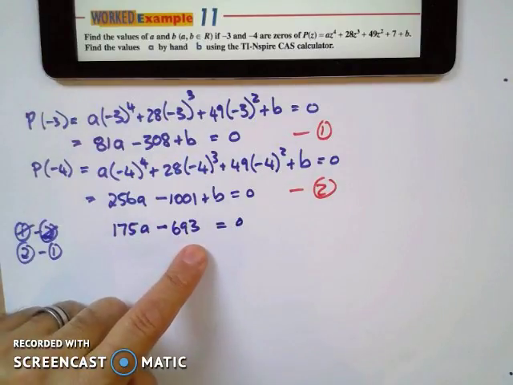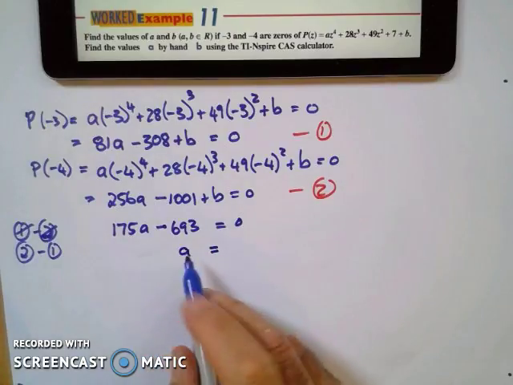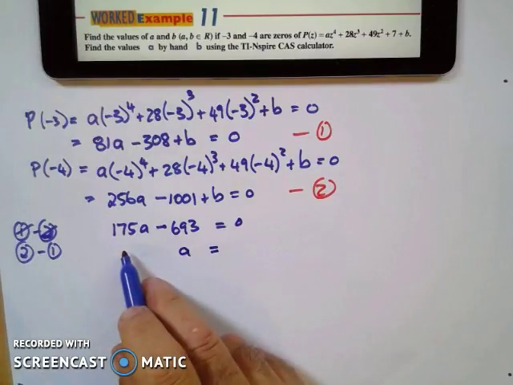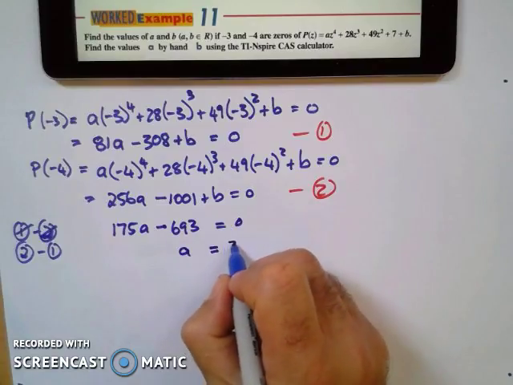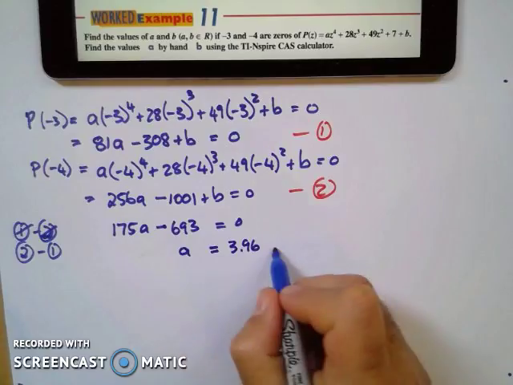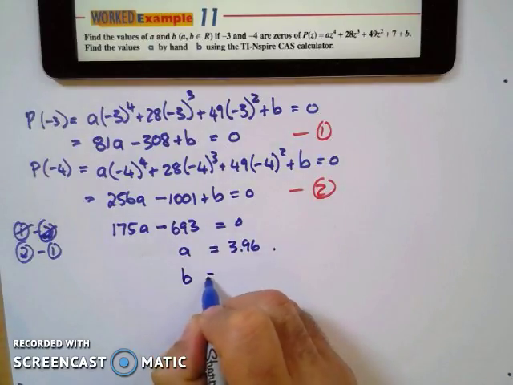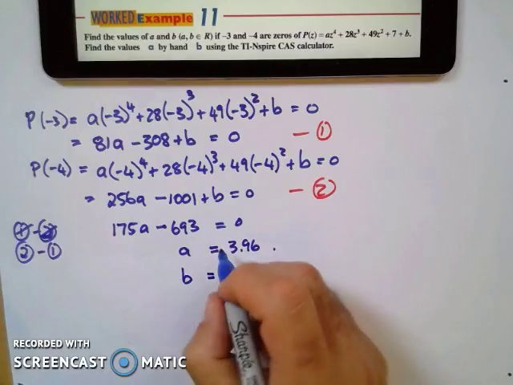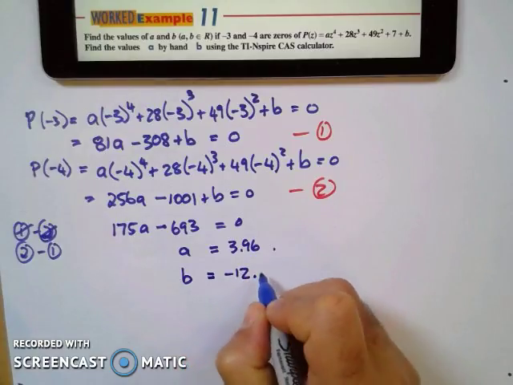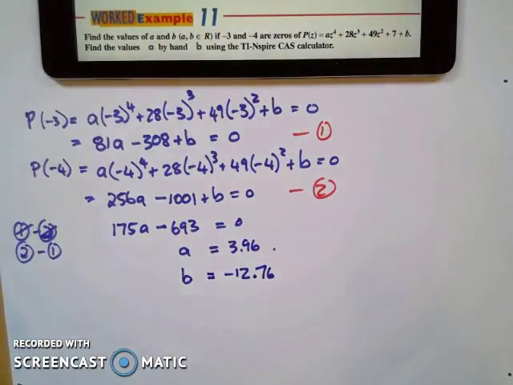I got rid of my one unknown, and therefore A equals plus 693 divided by 175, and that gives us 3.96. I substitute this into either 1 or 2, and I find then the value of B, and the value of B is negative 12.76. Okay, so that's the values of A and B.